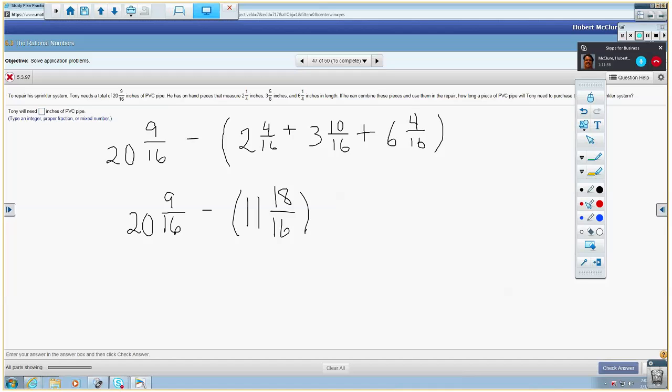So if I borrow 1 from the 20, it'll make it what? And turn that 9 into what? 16 plus 9 is what? 25, Hubert. That's right, class. Would you not do 11, 18, or 16? Would you not make that 12 and 2? You could. You still get the same answer. Doesn't matter. You can do which one you want.